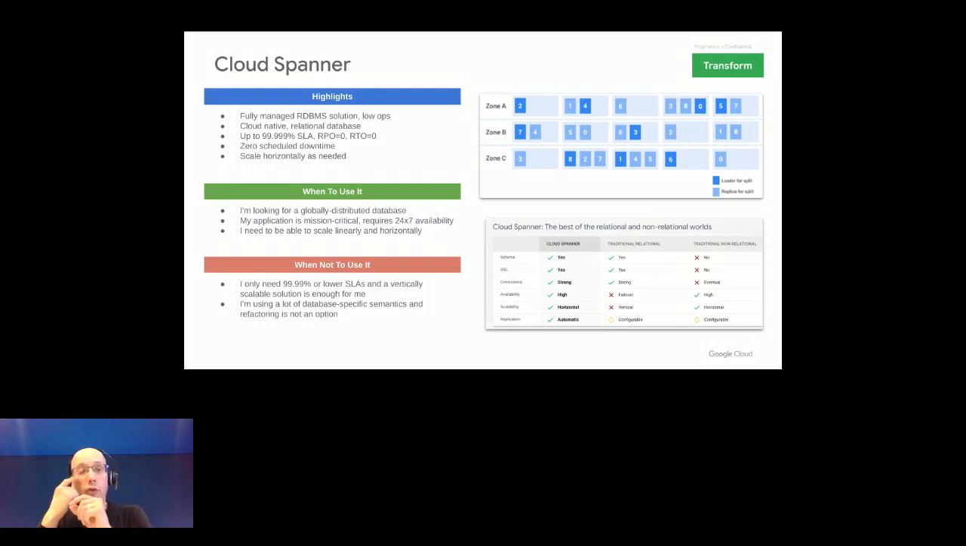Now, going back to what Spanner is, it's a fully managed relational database solution, as I mentioned, and low ops, just like Cloud SQL and AlloyDB. It is a truly cloud native solution. You won't be able to see a Cloud Spanner version for on-premise, for example. It is something we developed internally at Google, and it's been designed from the get-go to work in the cloud.